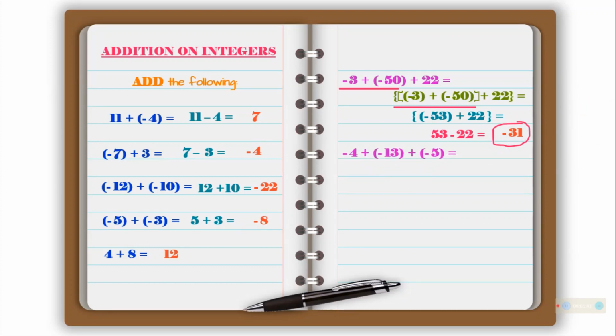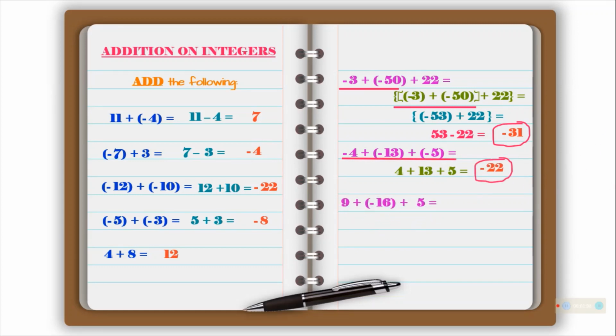Negative 4 plus negative 13 plus negative 5, they have the same sign, which is negative. So we will add 4 plus 13 plus 5. Then copy the sign, negative. So the answer is negative 22.